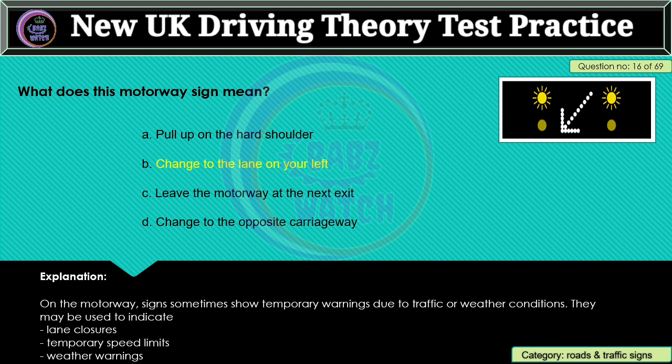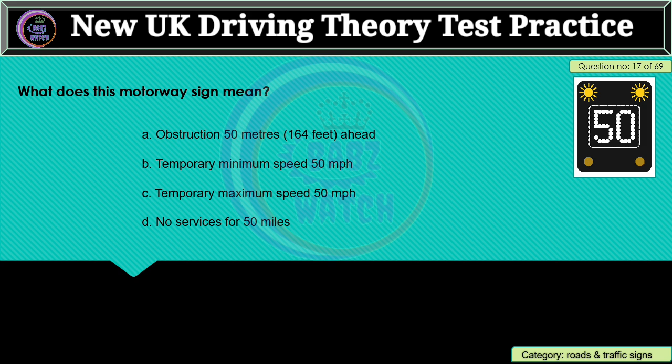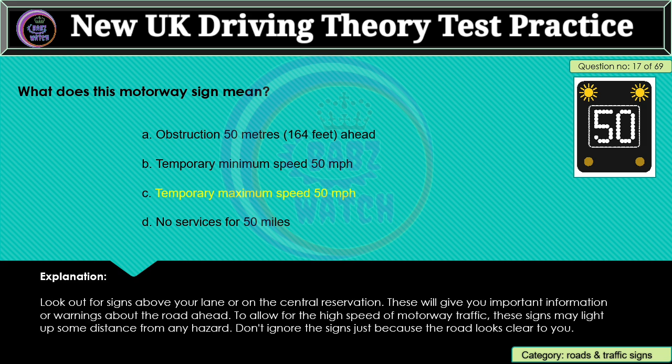Question 17 of 69. What does this motorway sign mean? A. Obstruction 50 meters, 164 feet ahead. B. Temporary minimum speed 50 miles per hour. C. Temporary maximum speed 50 miles per hour. D. No services for 50 miles. The correct answer is C. Temporary maximum speed 50 miles per hour.